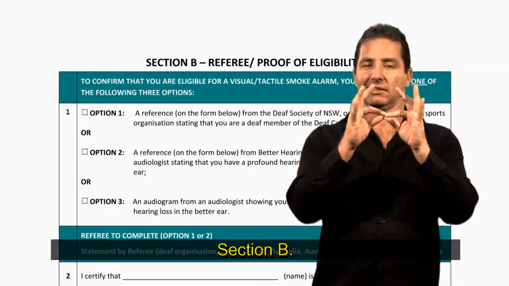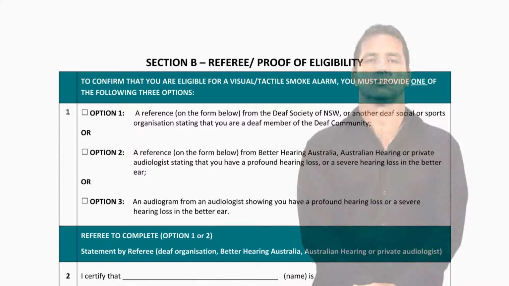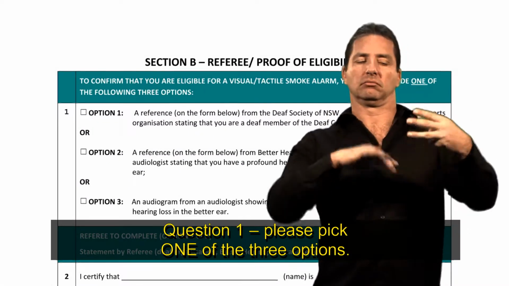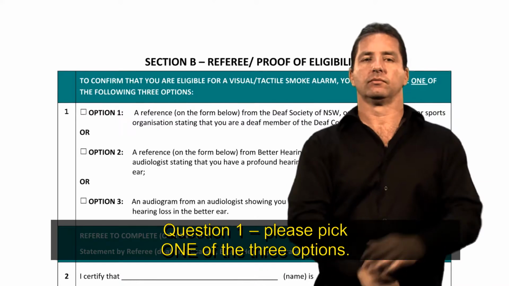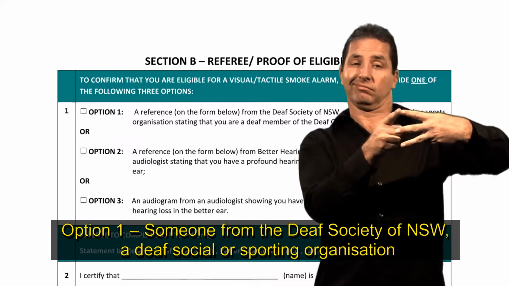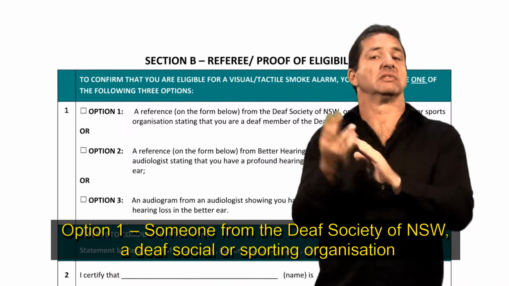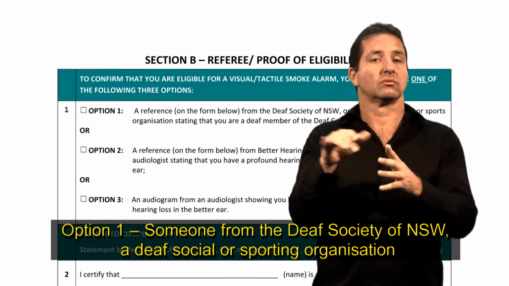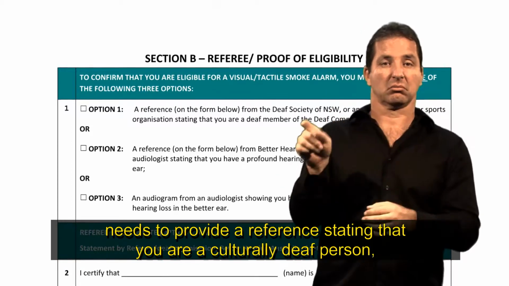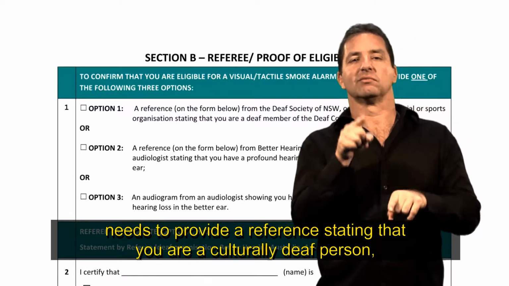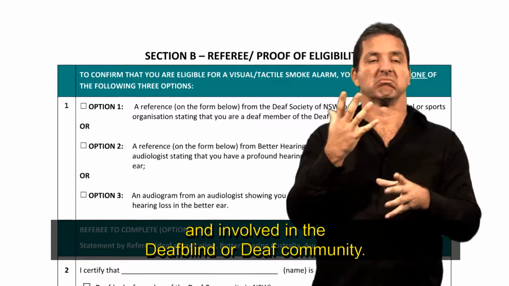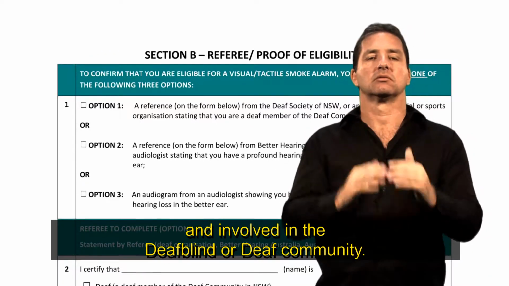Section B. Question 1. Please pick one of the three options. Option 1. Someone from the Deaf Society, a deaf social or sporting organisation, needs to provide a reference stating that you are a culturally deaf person and involved in the deaf-blind or deaf community.